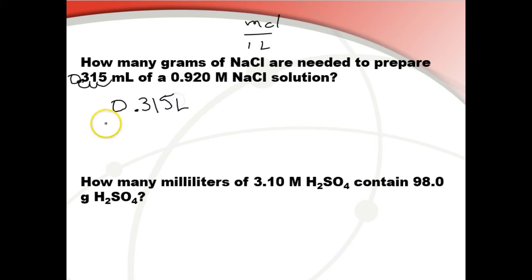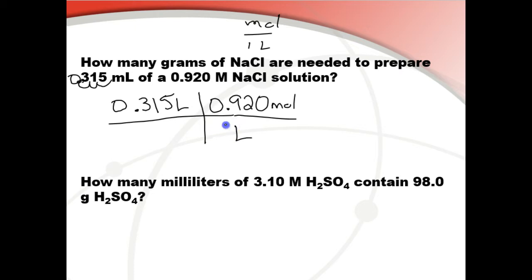So I'm going to start with my volume, 0.315 liters, and then I know that I have 0.920 moles per 1 liter. You can see how those cancel out, and we can get out of that how many moles we need. Let's do that calculation real quick. And we get 0.2898 moles, which we can very easily convert to mass, right?